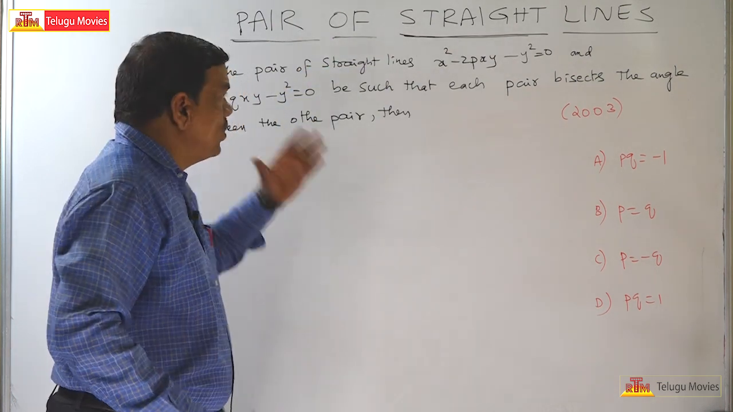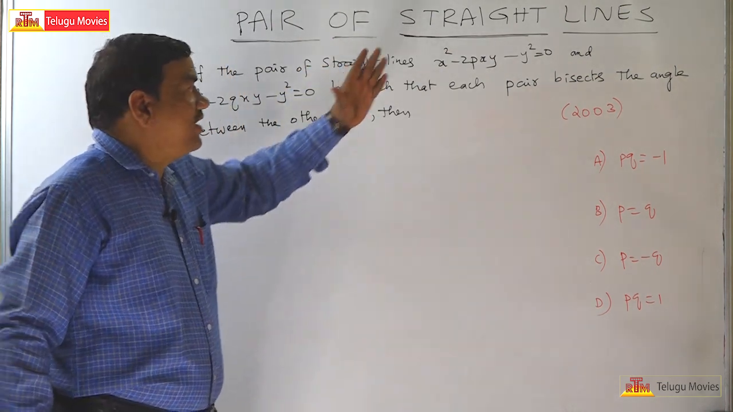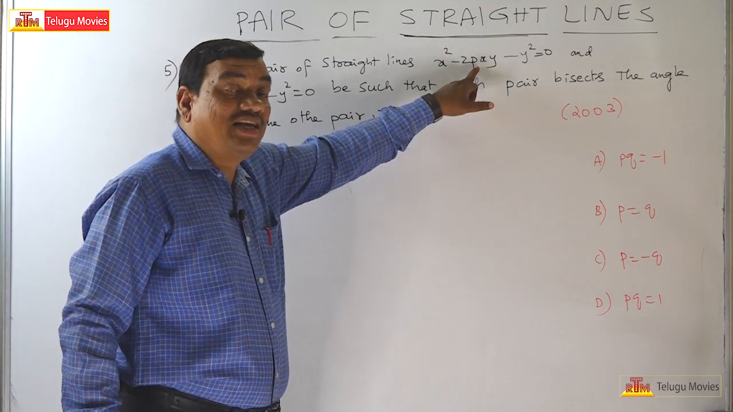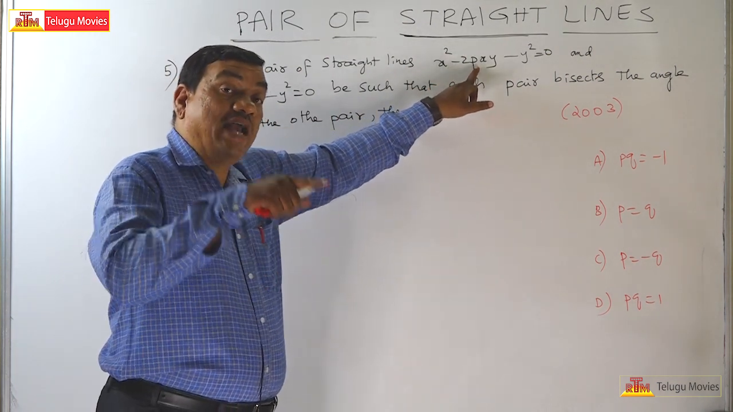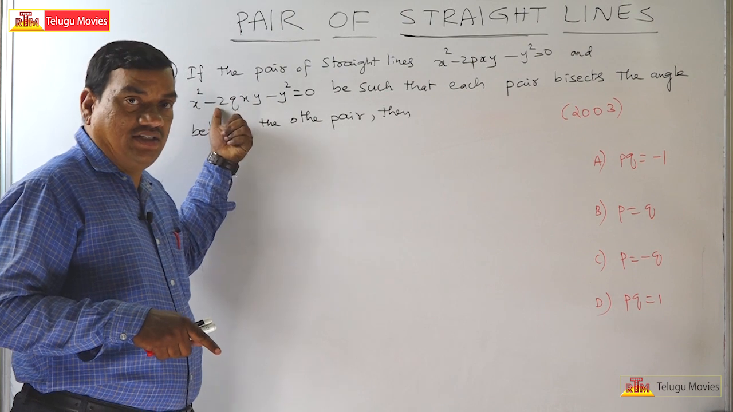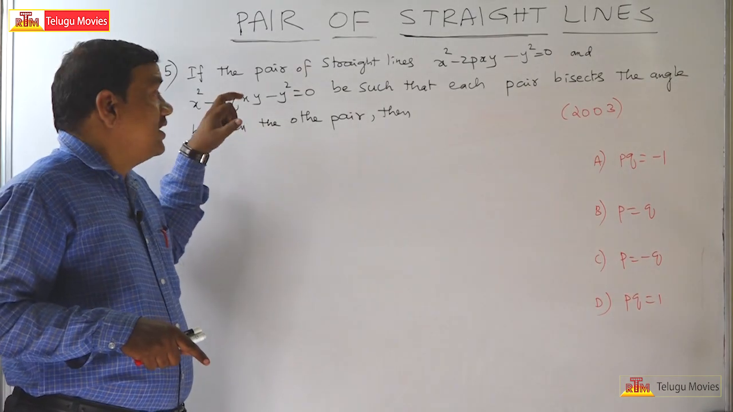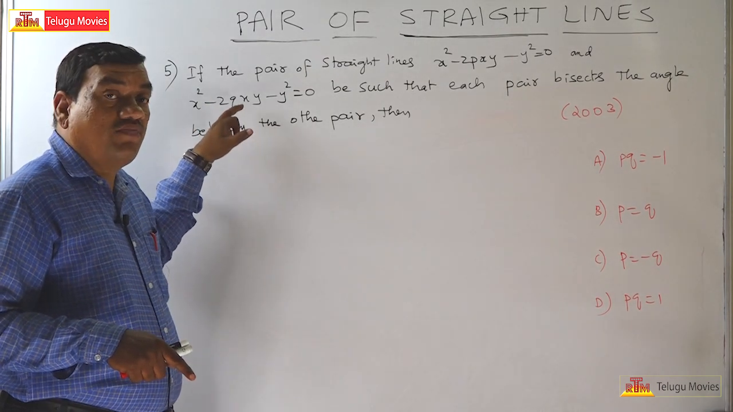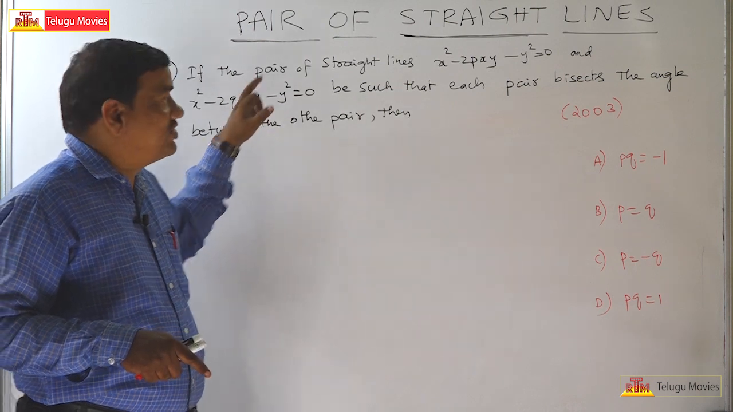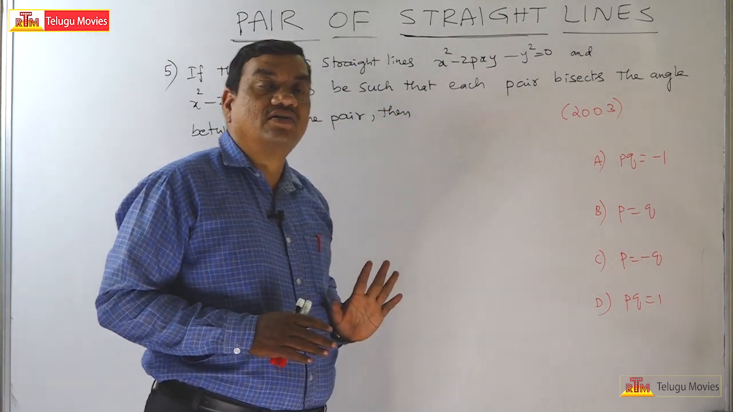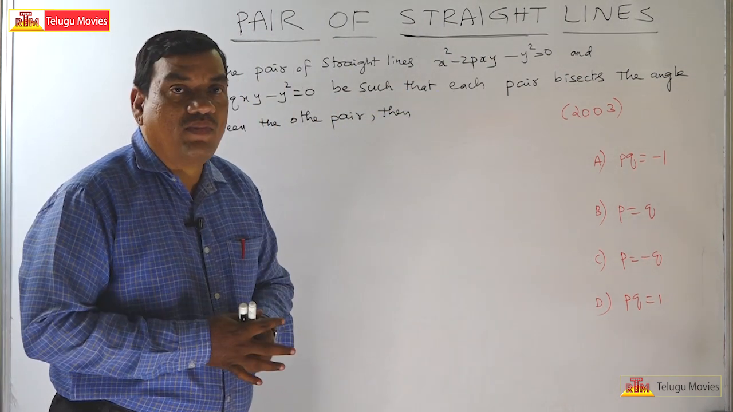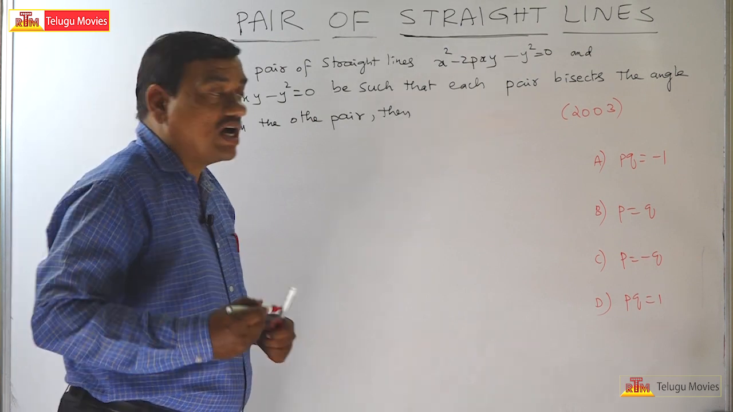That's all. So if you find out the equation of the pair of angular bisectors, you will get this equation. The equation of the pair of angular bisectors of the second equation is nothing but the first equation. Understand? So if you know that, the problem is over. Besides that, one concept you should also know.